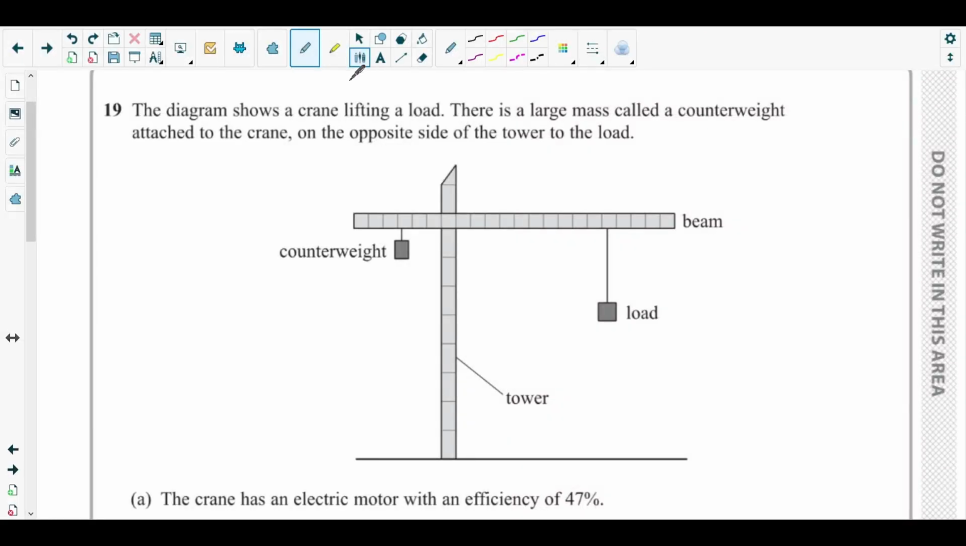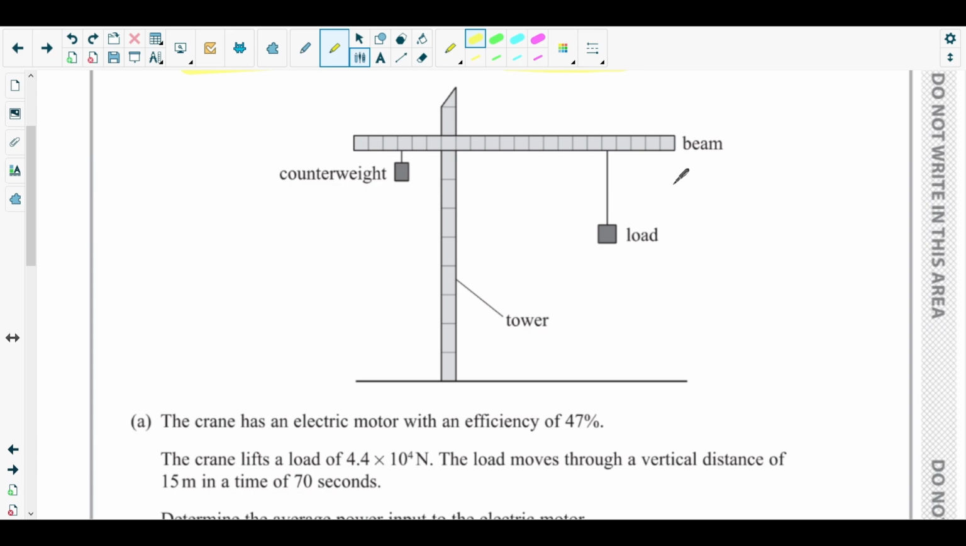Okay, next is question number 19. The diagram shows a crane lifting a load. There is a large mass called a counterweight attached to the crane on the opposite side of the tower to the load. So you can see on the figure, there is a beam. Basically, this is a crane. So load is there, counterweight is there.